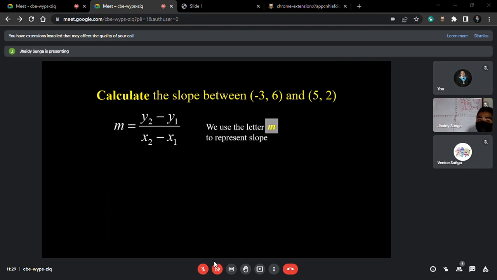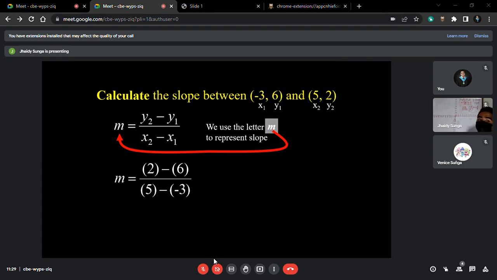So we use m as a slope, right? We represent m as a slope. And we computed these as our x sub 1, y sub 1, x sub 2, and y sub 2 values, and then we substitute them all. So from that, we have negative 4 over 8, or we could say it's negative 1/2.